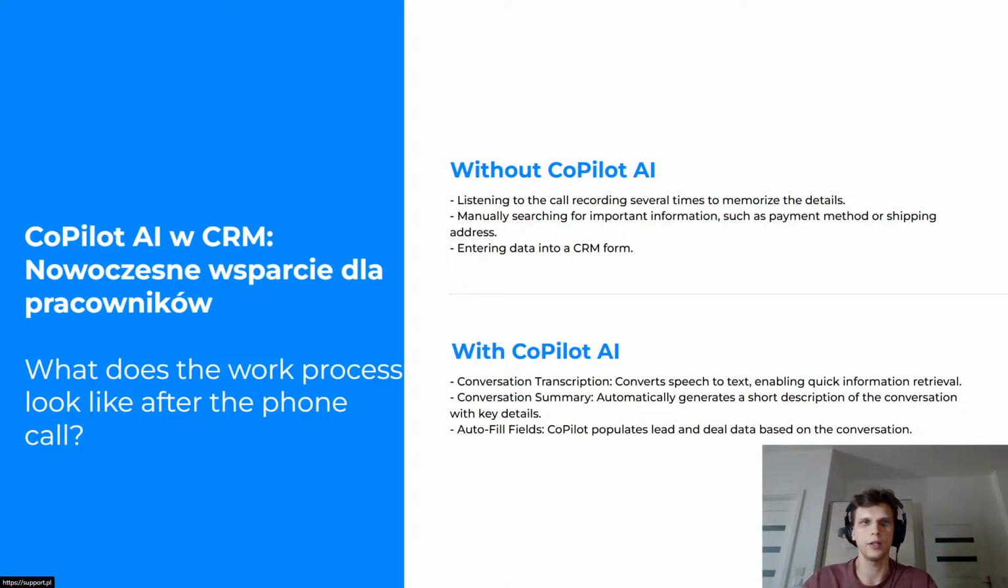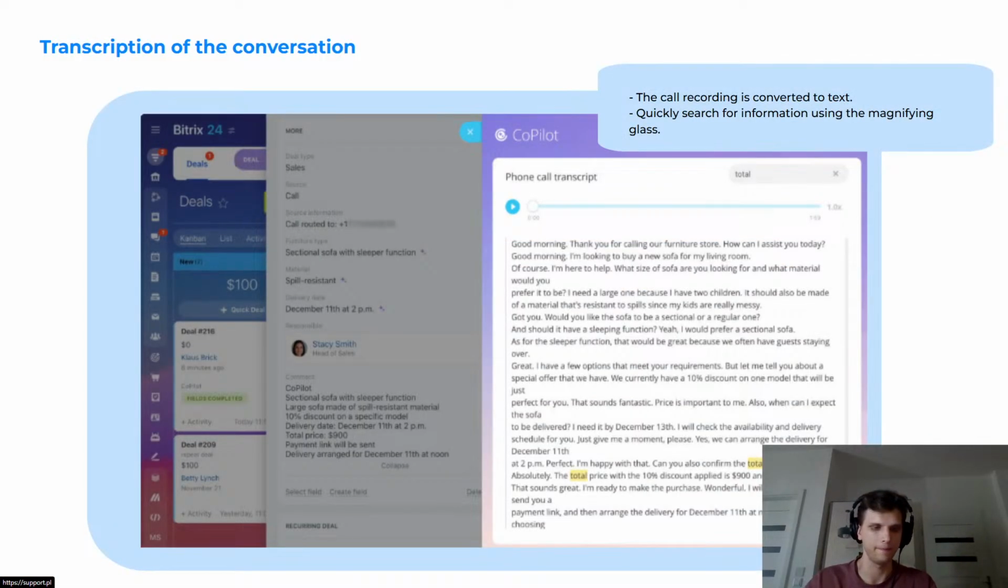Copilot AI in CRM, without Copilot AI. Without AI, managers must replay recordings, search for details like a shipping address, and type everything manually into CRM. Transcription converts speech to text, so you can search calls instantly by keyword.